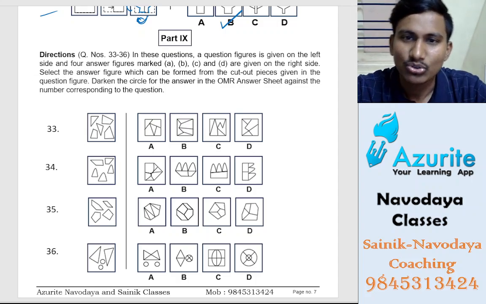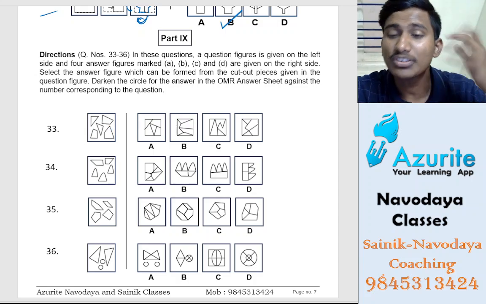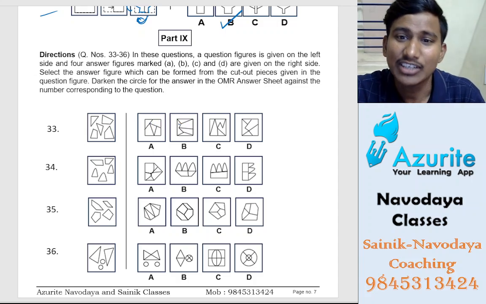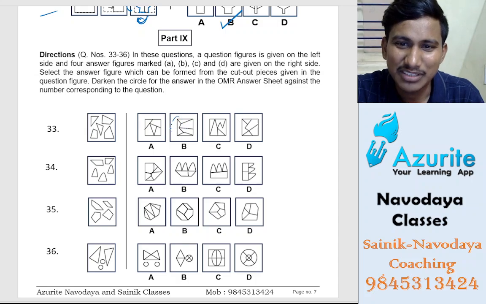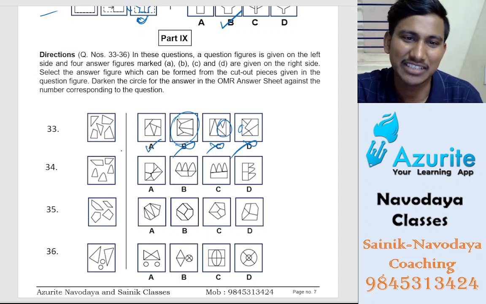Okay, so 33 question, if you see, what is the answer? So here you go with options, it will be easy. Now will B be the answer? No. Will C be the answer? This part is not there. No. Will D be the answer? This part is not there. No. What is the answer? Option A. You can check it afterwards.